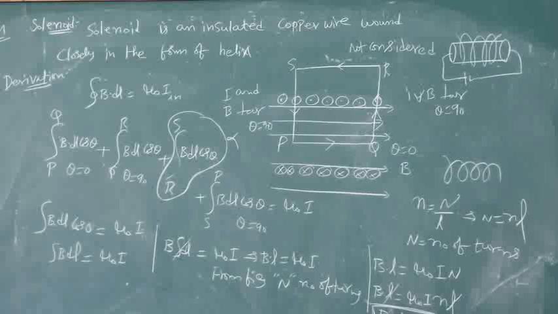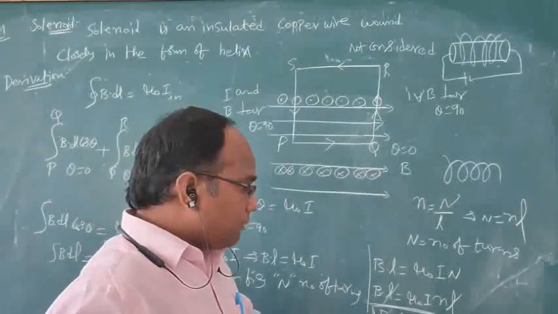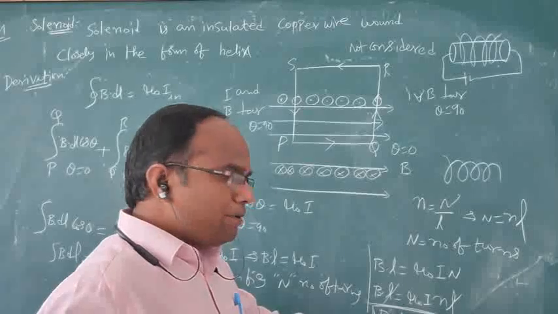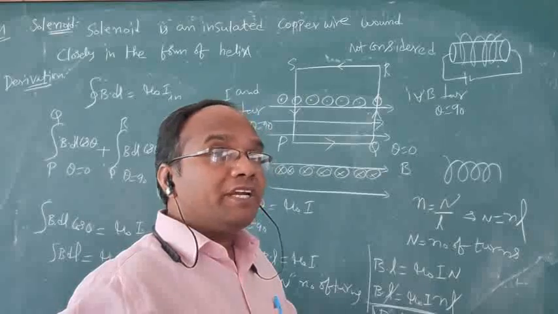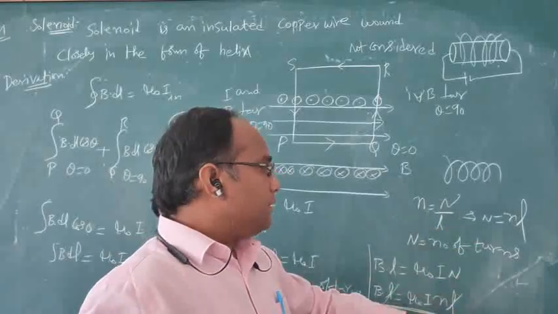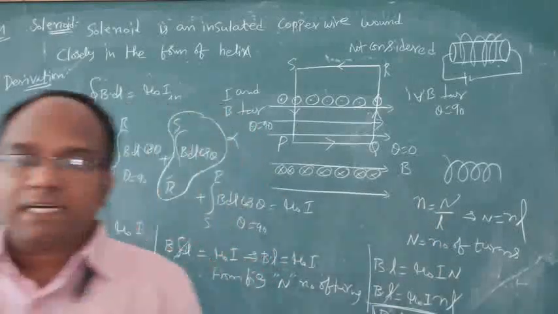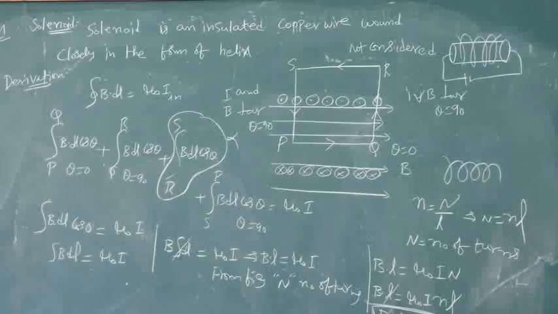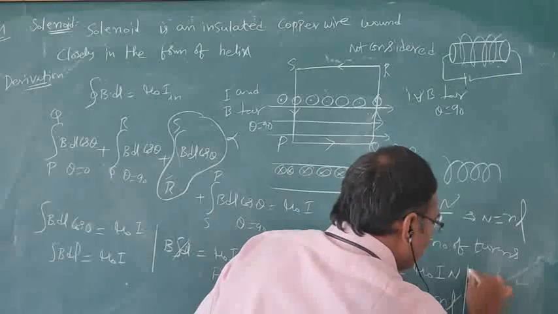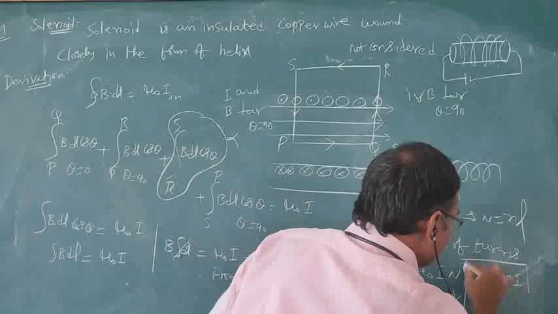So here B means the magnetic field. Mu naught means the permeability of free space. n means number of turns per unit length. I means the current inside. So the value is B is equal to mu naught n I.